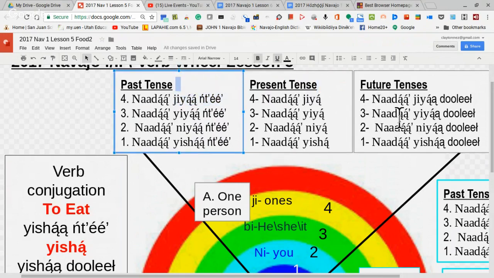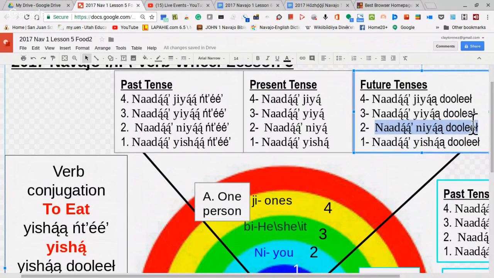Now, is there another little trick, or a little way of keeping the Yisha, but adding one more little goodie called Doles? Okay, Doles makes it future tense. So if I was going to say "I will eat," then it's Doles. So you say Nada Isha Doles. And if I was talking to you, you'd say Nada Niya Doles.